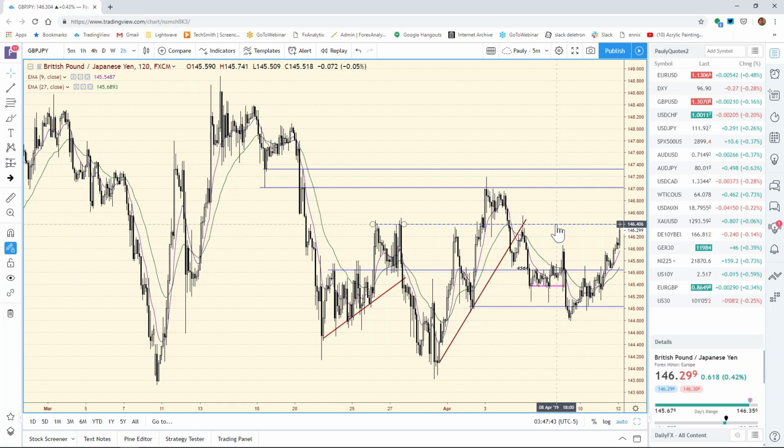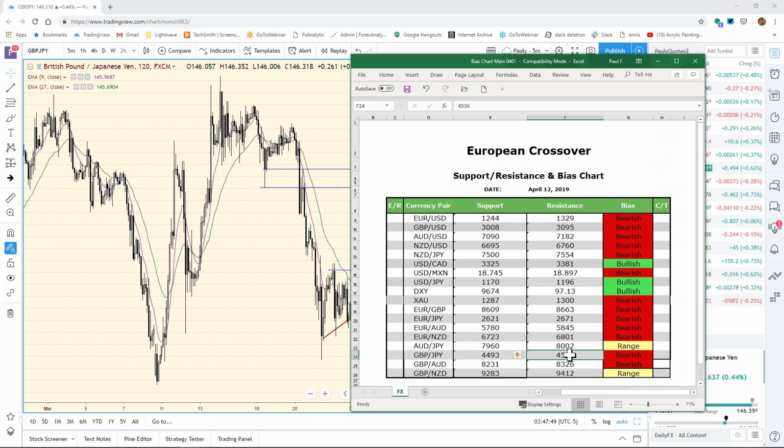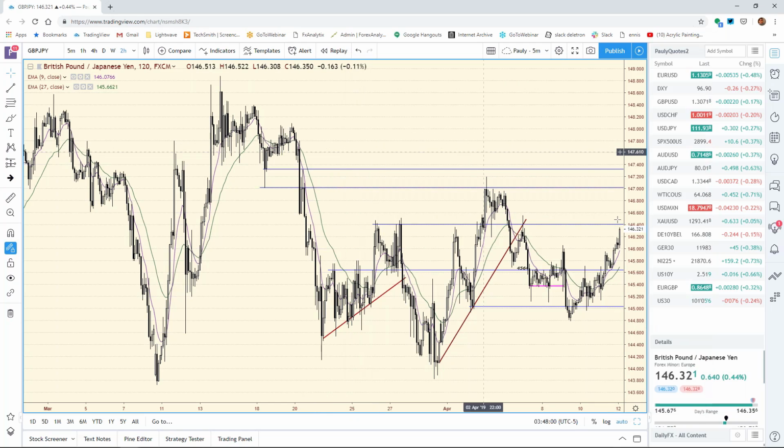I'm going to go right there at 46.40 on the resistance. Support comes in right there at 45.94, just below that little area too.